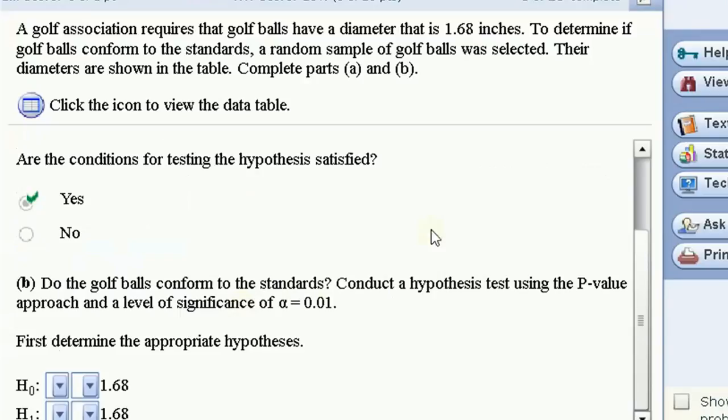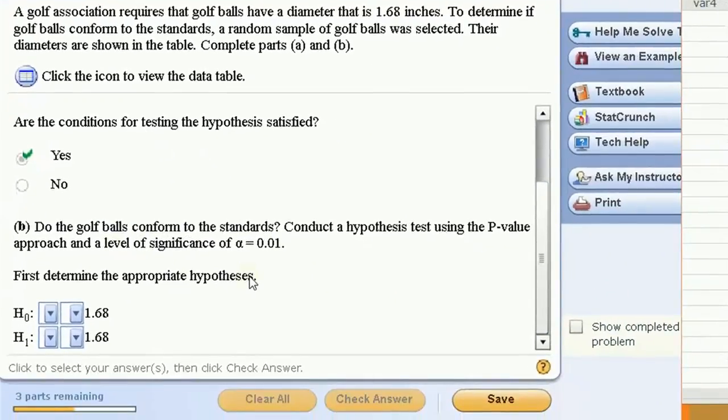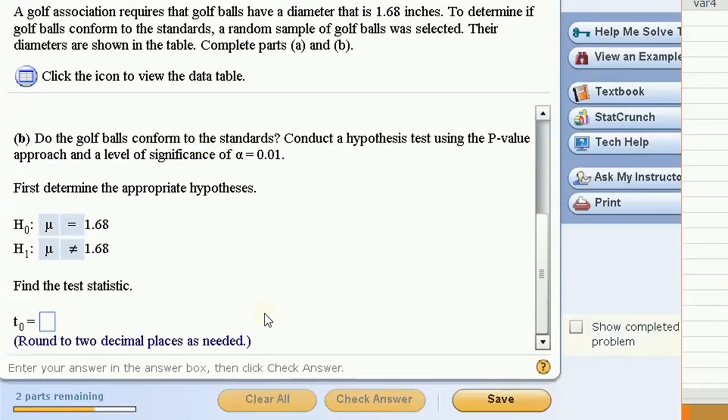What we want to do is do this hypothesis test. Do the golf balls conform to the standards? Conduct a hypothesis test using the p-value approach. So the null hypothesis is that the population mean equals 1.68. The alternative is that the mean width does not equal 1.68. If it's higher or lower, that means they don't conform to the standards. So that's why we're choosing a two-tailed test for this problem.